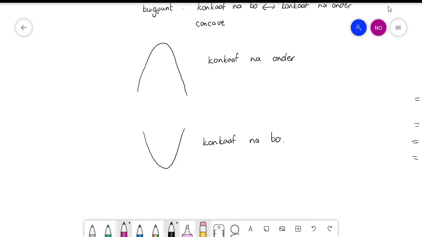And for this, the second derivative will be negative. And for this one, the second derivative will be positive. So I'll show you that in one of the graphs and then we can call it.